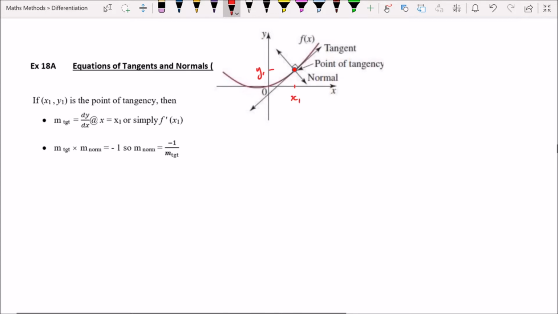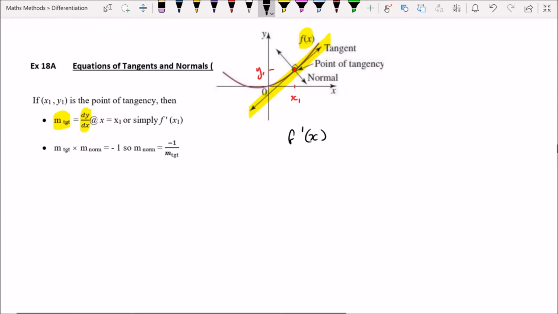If the point is a point of tangency, as in a point that we want to know the tangent of, and the tangent being a line that passes a curve and touches it only once, then the gradient of the tangent, so the gradient of this line, can be found by obtaining the derivative of the function, which in this case is the function f of x, so its derivative is f dashed of x.